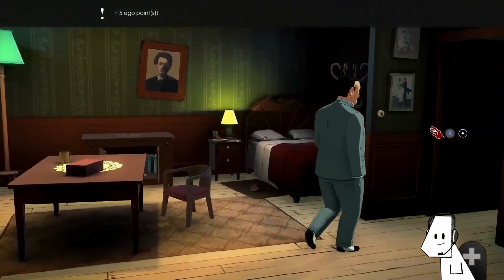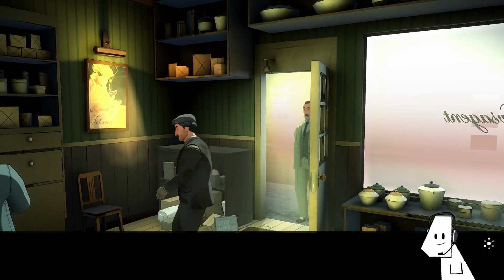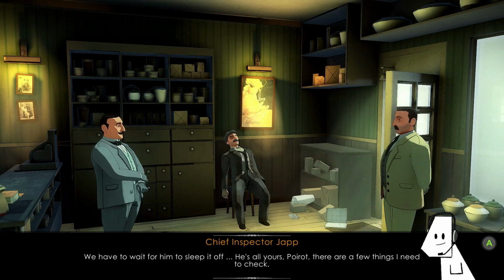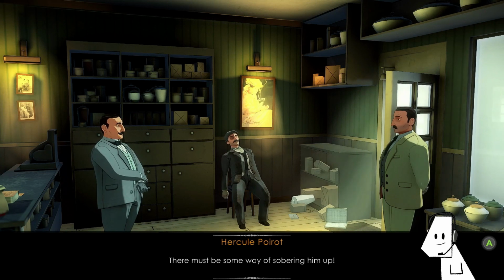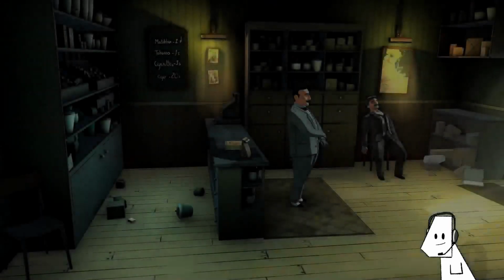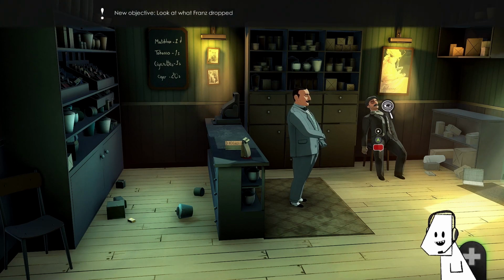Right, let's go find Mr. Asher. It's definitely not him, let's be honest. Oh, well. It's not as neat now, is it? We have to wait for him to sleep it off. He's all yours, Poirot. There are a few things I need to check. There must be some way of sobering him up. I wonder what his wife used to do. He must have scared the customers away. Right. So he's drunk and he needs to be sobered up. What would his wife have done to sober him up?